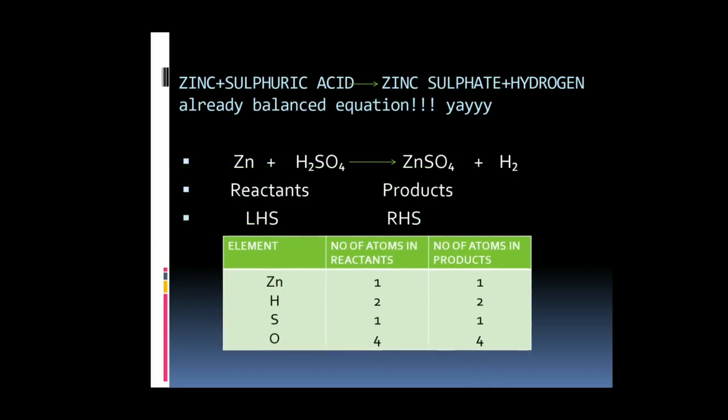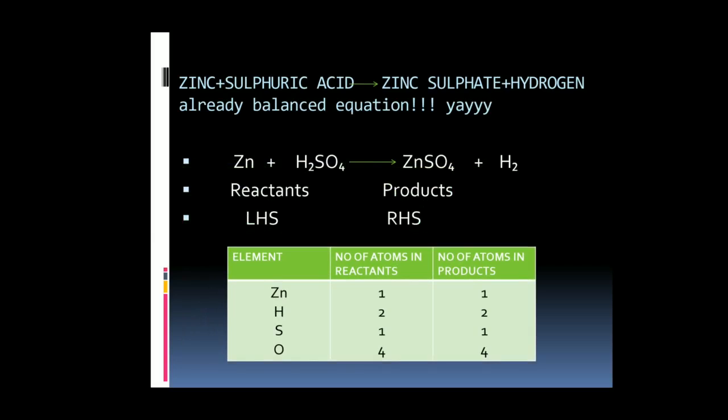Before balancing the chemical equation, we should count and compare the number of atoms of each element on the left hand side and the right hand side of the arrow, that is, the reactants and the products. If the number of atoms of each element on both sides is the same, then the equation is balanced. If not, then the equation is unbalanced because the mass is not the same on both sides of the equation.